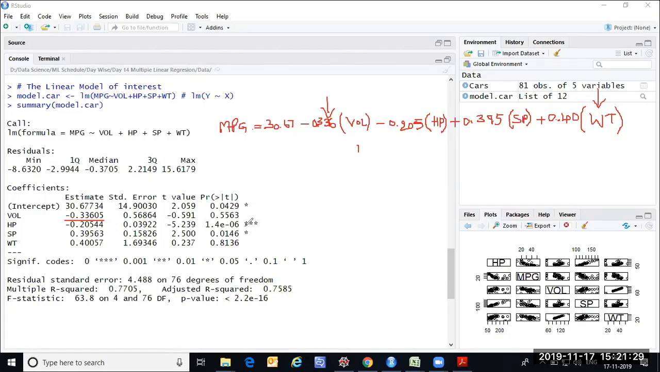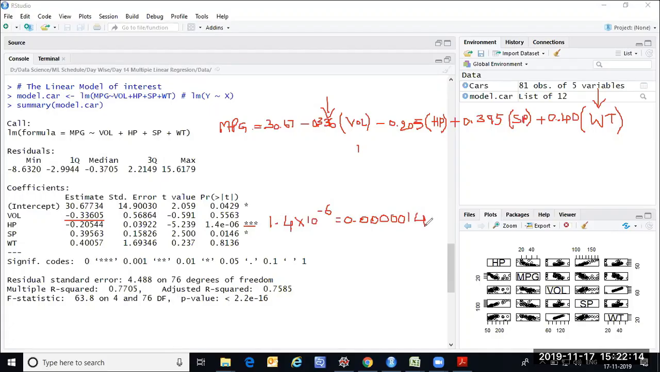If they are significant, what do these 3 stars mean? 3 stars mean they are significant. 1.4 e power minus 6. How can you write this same thing? 1.4 into 10 power minus 6. This is nothing but 0.5 zeros, and in the 6th position you will have the number coming, 1, 4.